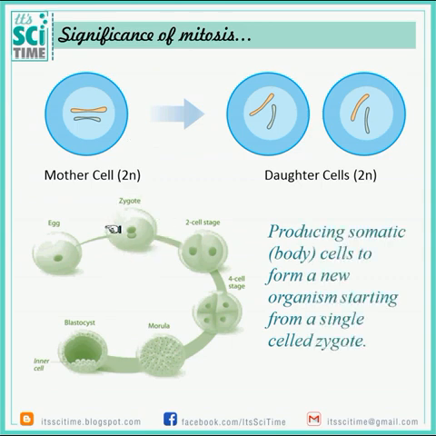Basically, multicellular organisms start as a single cell. When they grow and become complex, they need to multiply their cells. This multiplication takes place by the mitosis process, producing somatic or body cells to form a new organism. This process is led by mitosis.